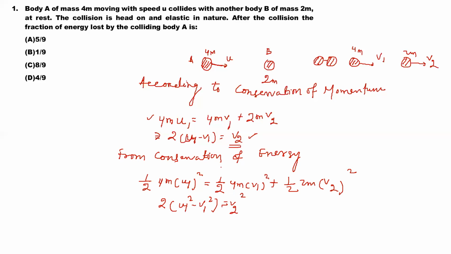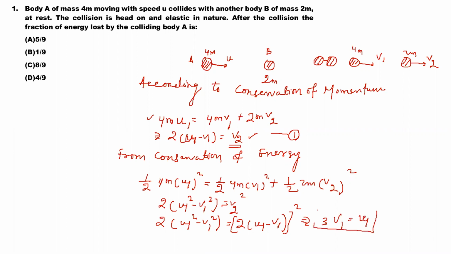And students, previously we got v2 equal to 2 (u1 minus v1). Also, u1 square minus v1 square is (u1 plus v1)(u1 minus v1). So by comparing equation 1 and 2, we can write 2 (u1 plus v1)(u1 minus v1) is equal to v2 square, where in place of v2 we write 2 (u1 minus v1), and its square is 4 (u1 minus v1) whole square. By solving this and cancelling one term, we get u1 is equal to 3 times v1.